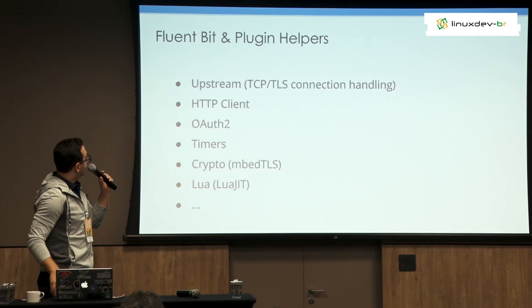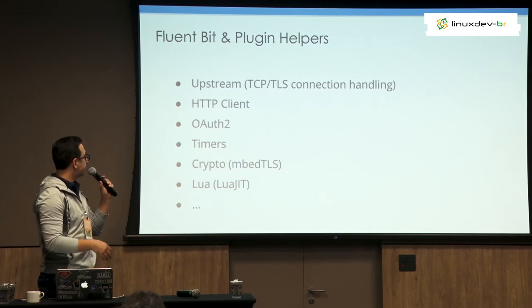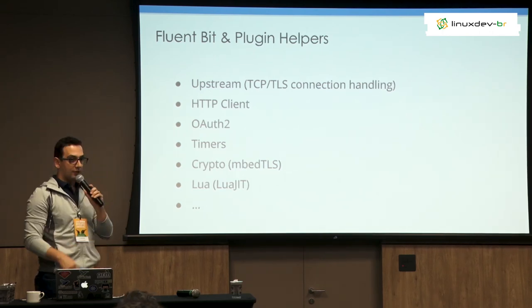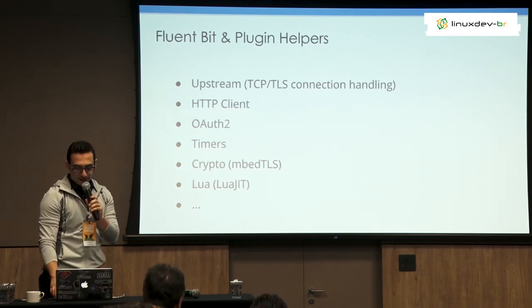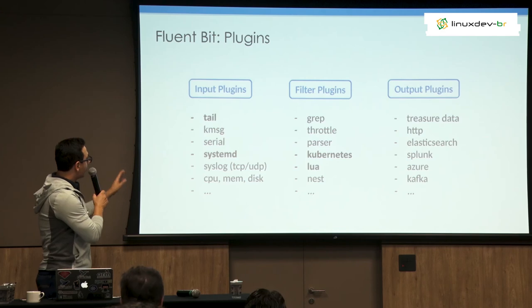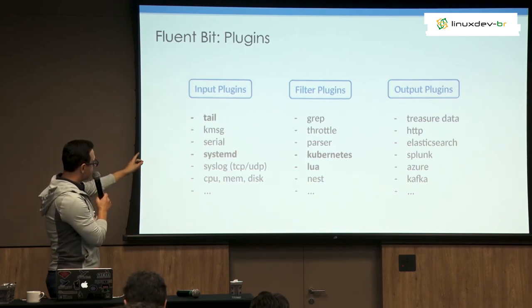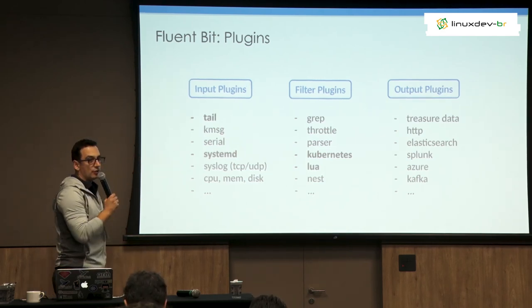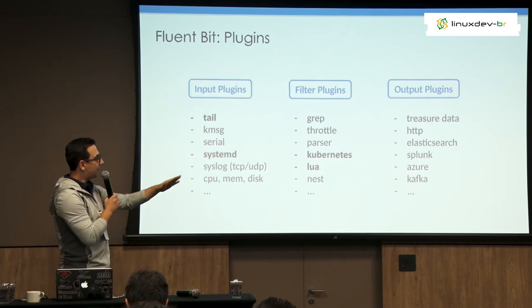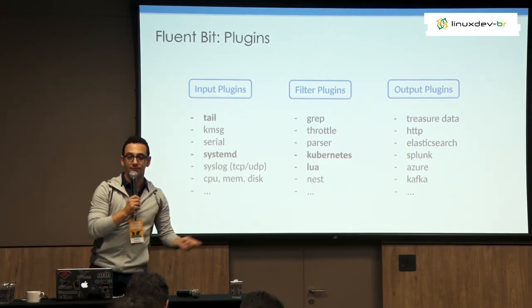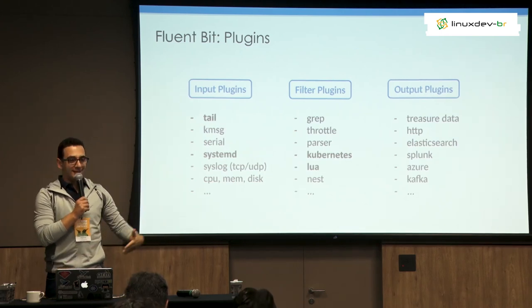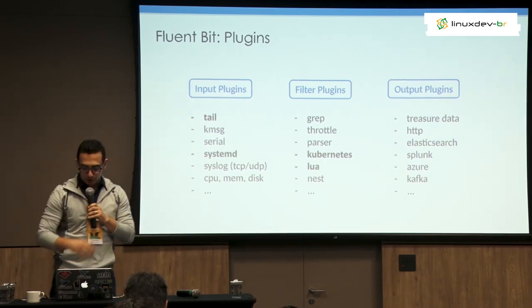We have internal plugin helpers for connectivity, for timers, crypto. We support Lua, so thanks Brazil for that. And how do we use Lua? I'm going to explain now. We have input plugins for kernel messages, serial interface, systemd, so you can collect data from many places. And also, you can write your output plugins in Golang. I prefer that you write it in C, but if you want to contribute in Go, that's fine too.